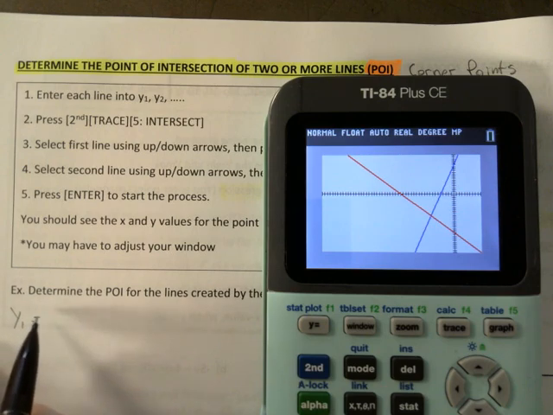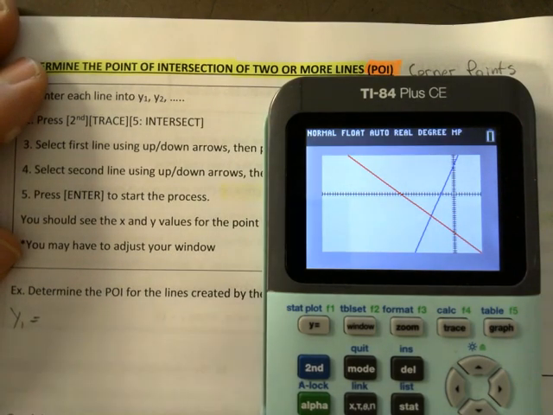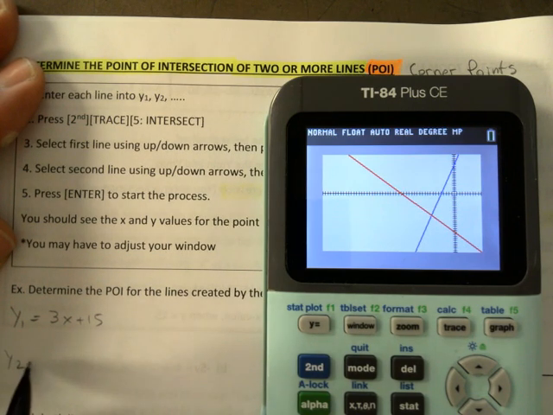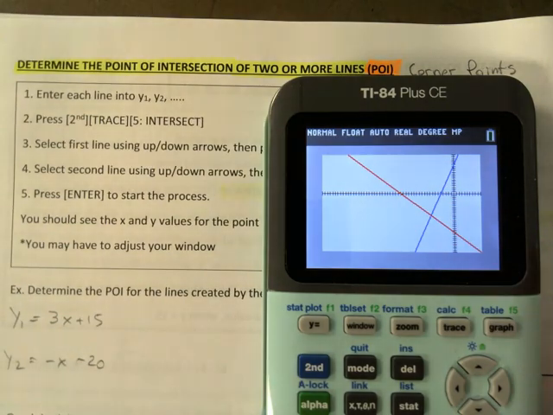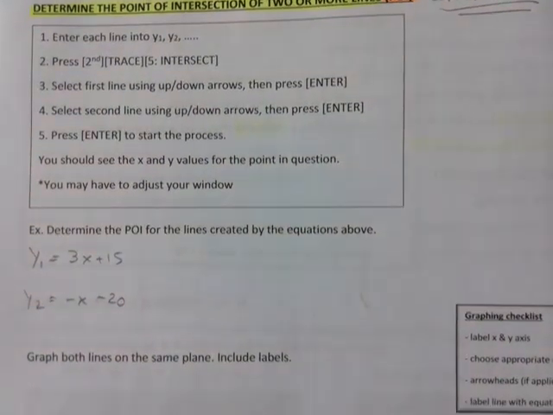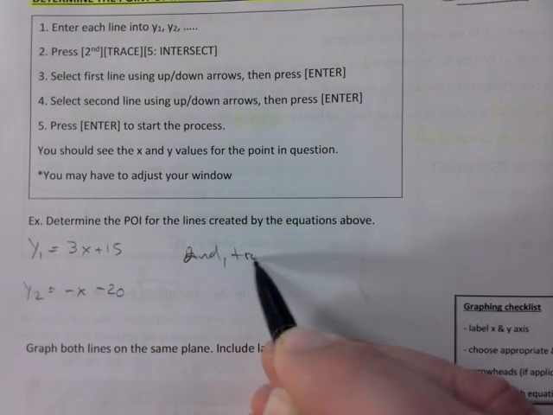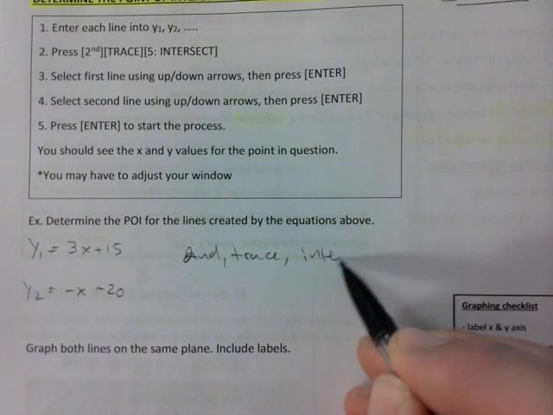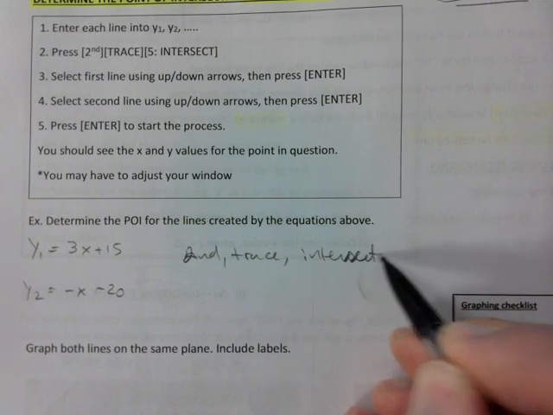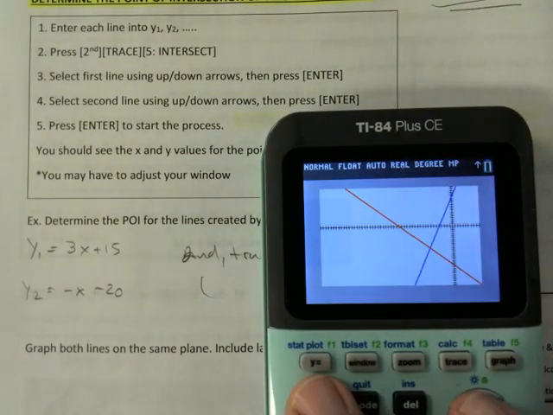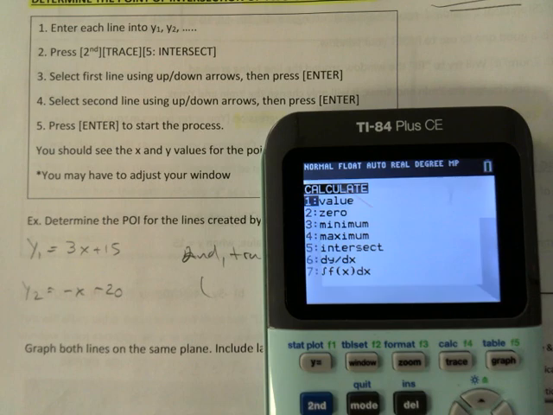You would go Y1 is equal to 3x plus 15. Y2 is negative x minus 20. Can you see that? Sorry, guys. Okay, and then just go second, trace, intersect. Okay, so let's find that point together. Second trace, intersect is 5.